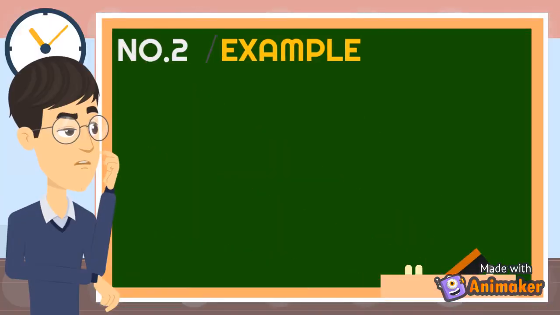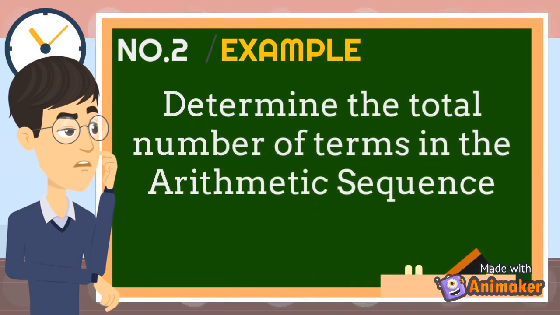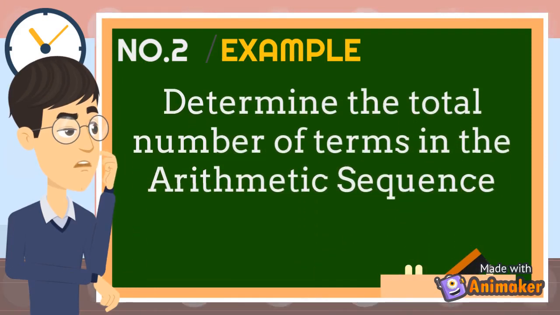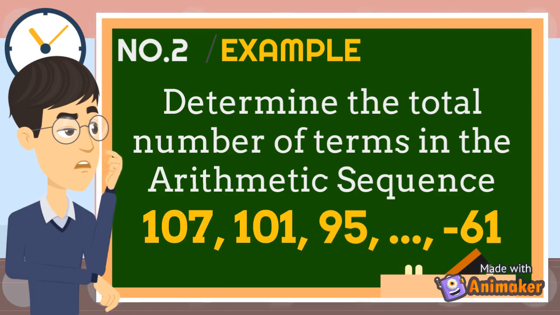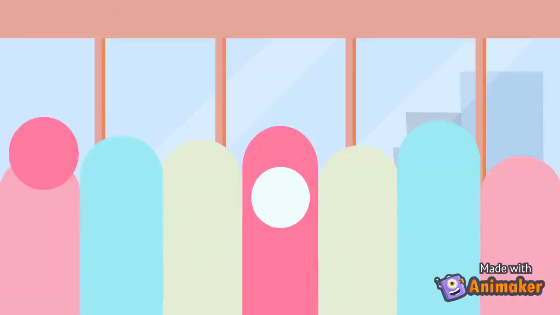Let's now proceed to our second example. Determine the total number of terms in the arithmetic sequence 107, 101, 95, and so on, up to negative 61.